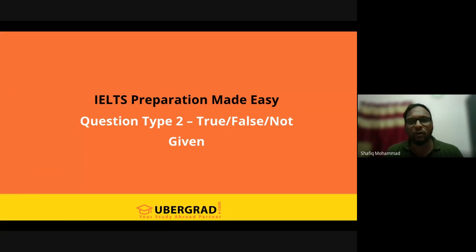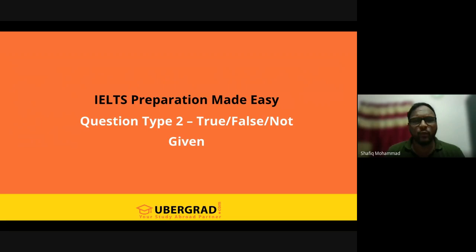Is true, what is false, what is yes, what is no, we know. But not given is something which has been introduced. I mean, those who are not from the Cambridge syllabus, those who are not from the international syllabus, for most of them, not given would be a new thing. So, I'll tell you what true is all about.